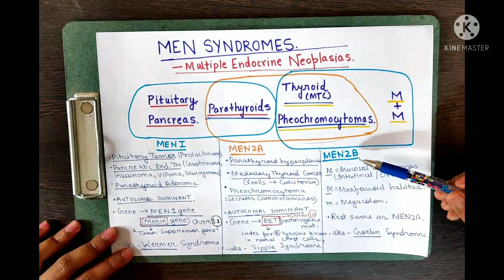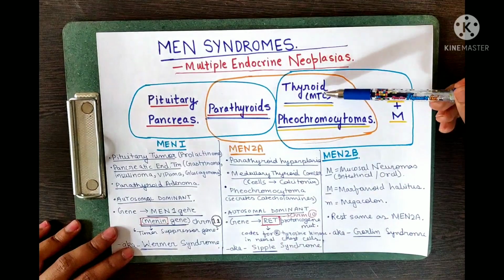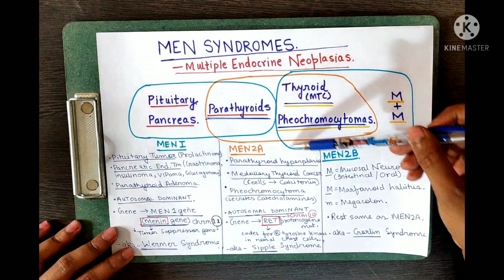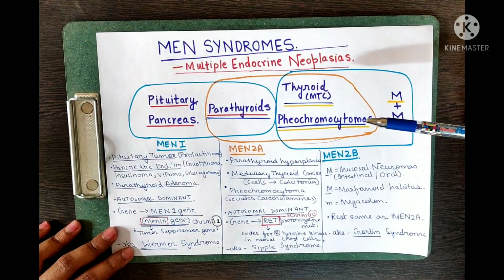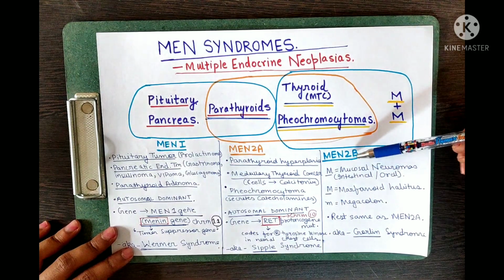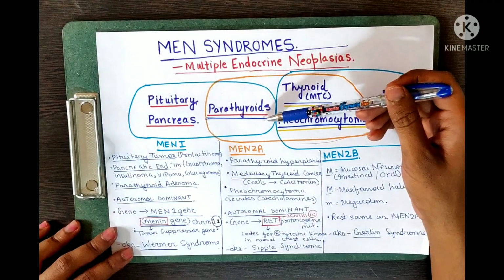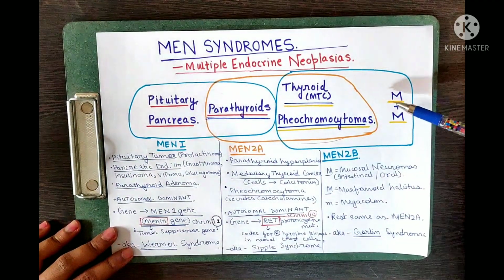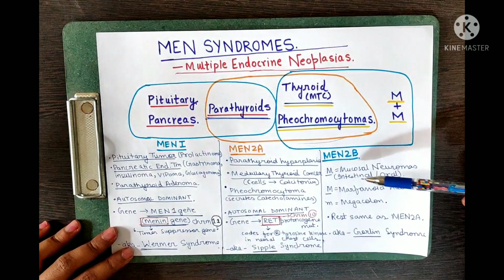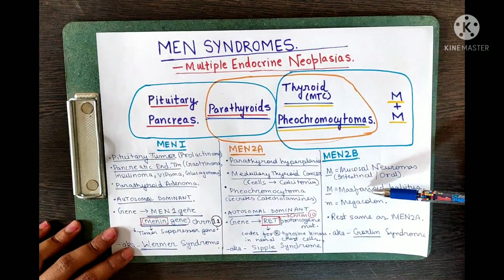Now coming to MEN2B syndrome. MEN2B syndrome has thyroid and pheochromocytomas in common with MEN2A syndrome. The only difference is that MEN2B consists of two M's and it excludes the parathyroid gland. So what are the two M's? The first M is mucosal neuromas, intestinal or oral, and the second M is Marfanoid habitus.